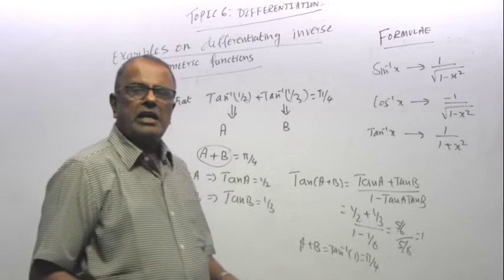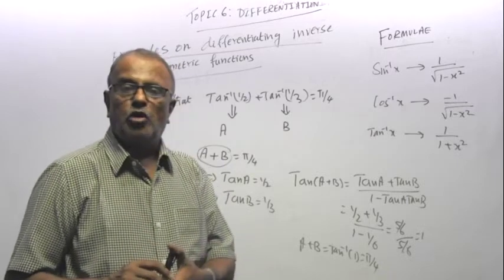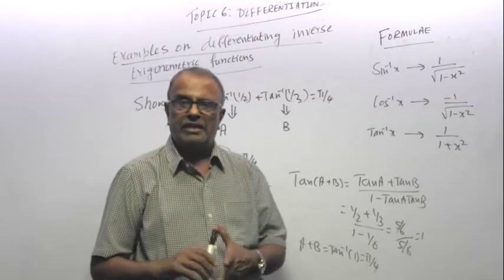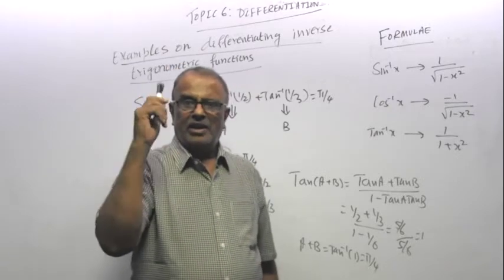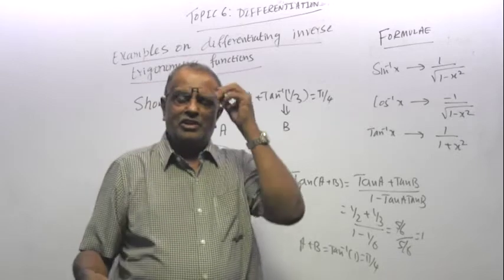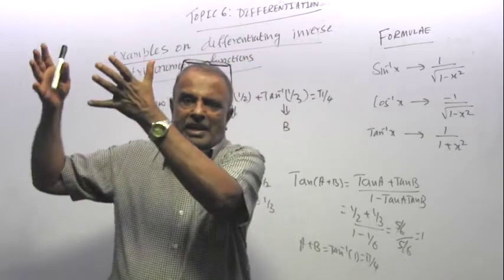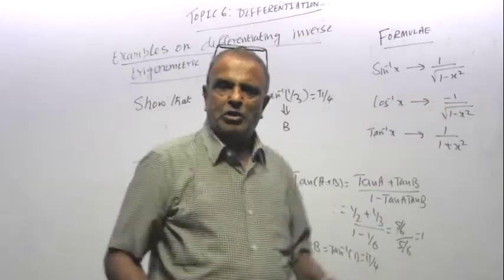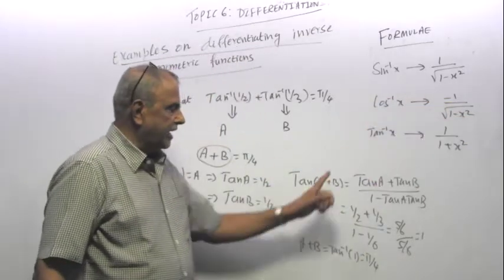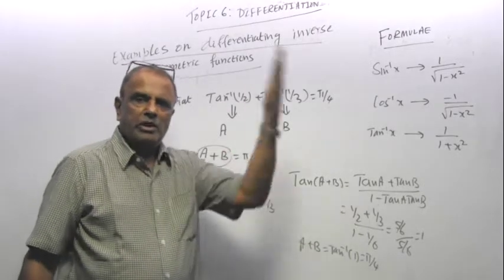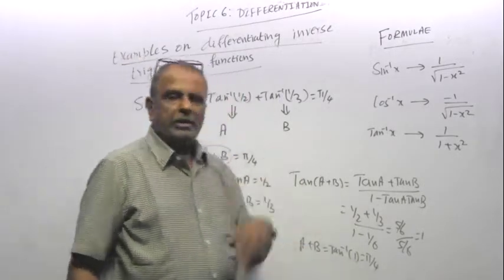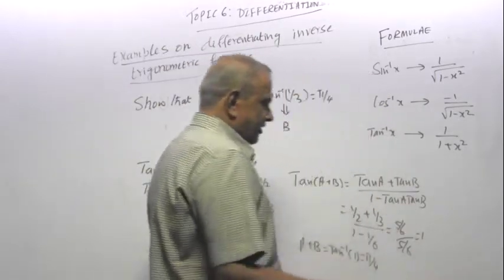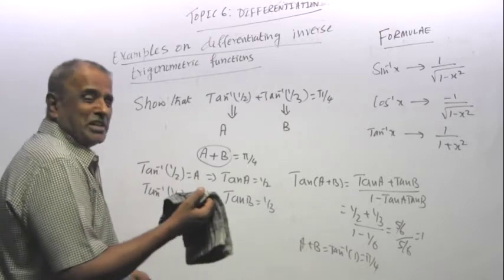Sir, but why can't it be 5 pi by 4? Because tan is positive even in the third quadrant. But remember, it's an inverse function, so it is defined only between minus pi over 2 and plus pi over 2. So you must consider the angle only between minus pi over 2 and plus pi over 2. That's how it comes to pi over 4. Yeah? Good. This is a standard question actually.